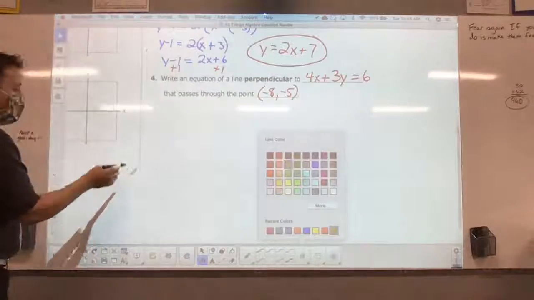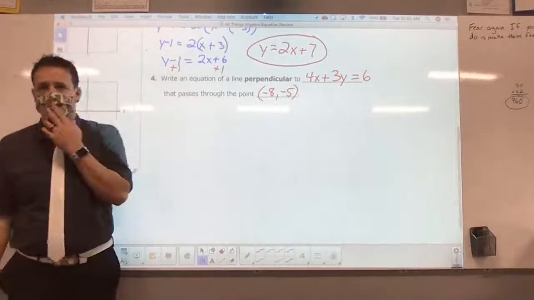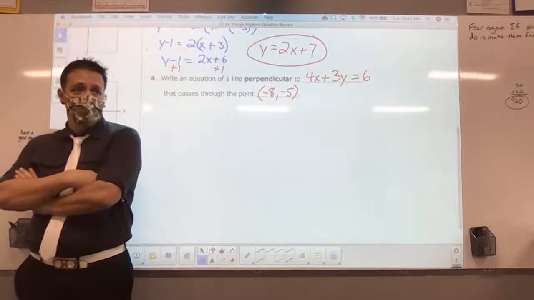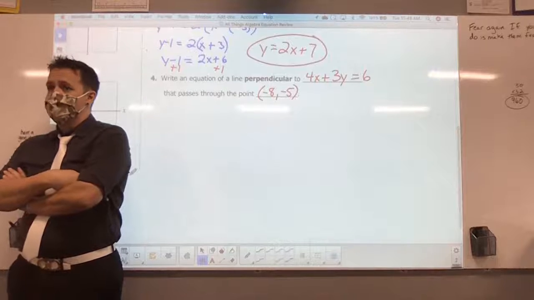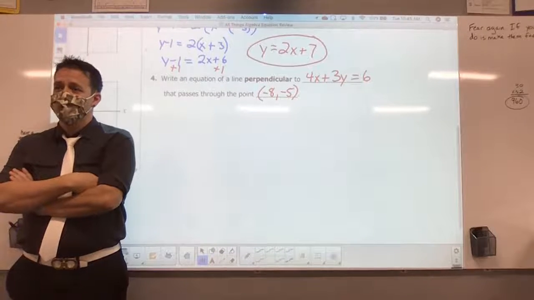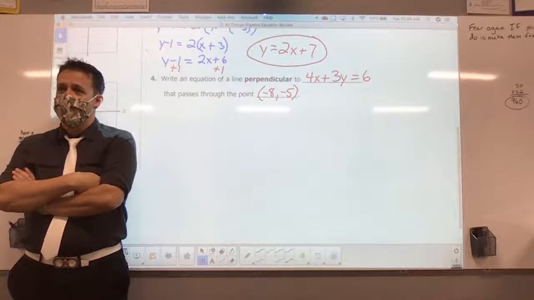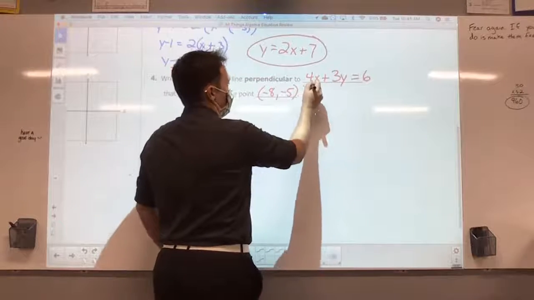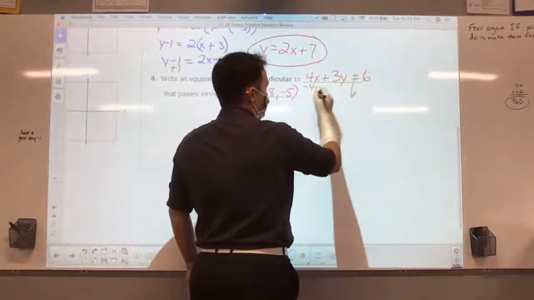Because you couldn't find the slope. All right, so what do we have to do to that equation to find the slope? Make it what? What, Logan? You have to subtract the 4. Okay, not just the 4, but also the 4. All right, because we have to make it slope-intercept form.